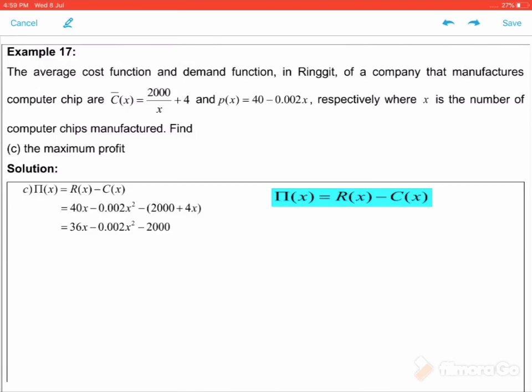To get the maximum profit, we have to differentiate the profit function. So the marginal profit function is equal to 36 minus 0.004x. And we let the marginal profit function equal to 0. So you'll get 36 minus 0.004x is equal to 0. After we simplify, you will get negative 0.004x is equal to negative 36. And then our x is equal to 9,000.